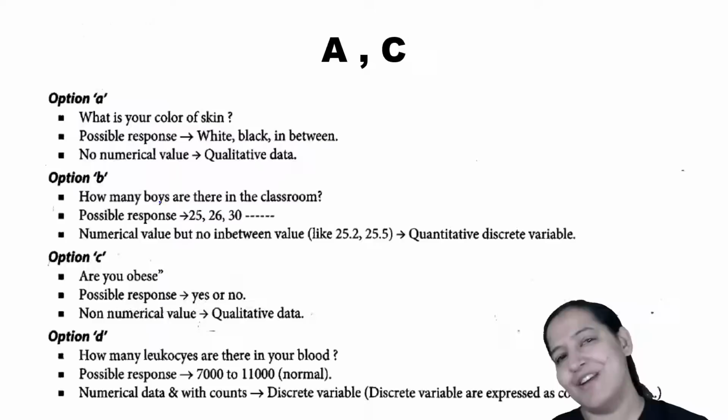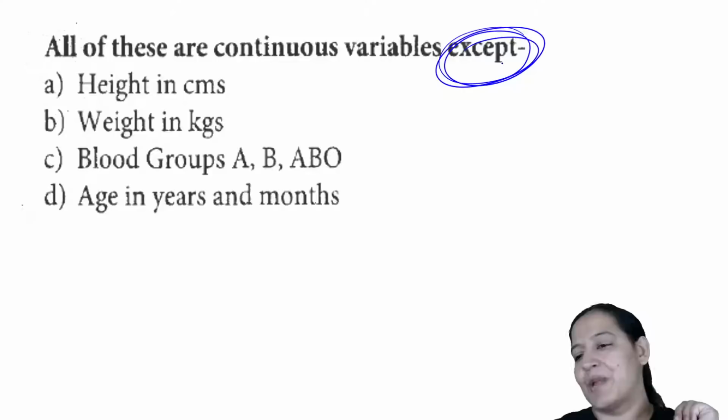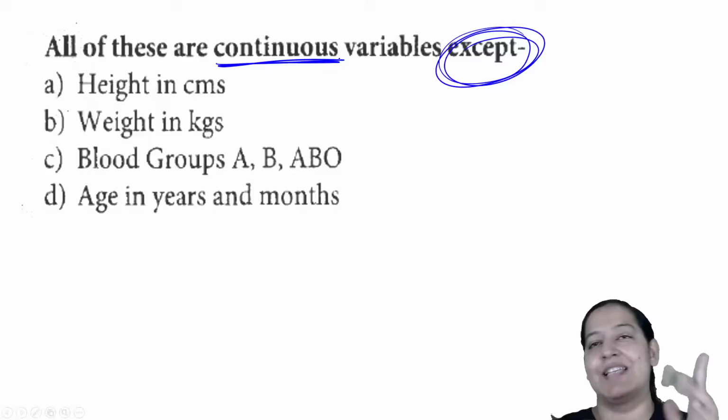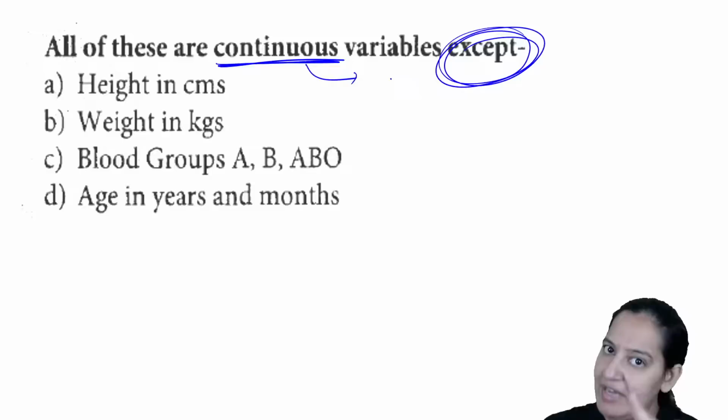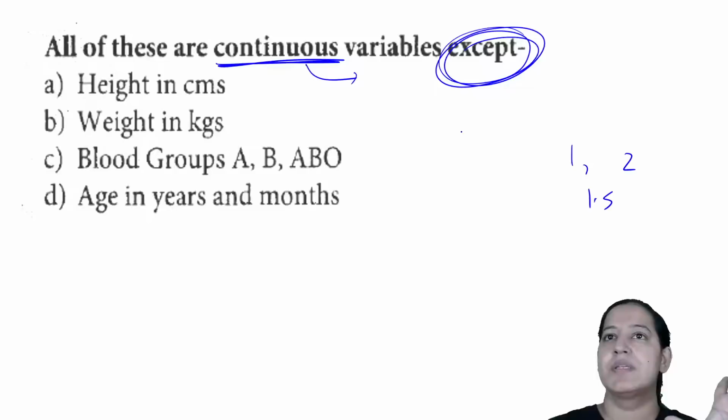This is the next question. Again, it contains except. Yes, Logesh, tell me the answer. What is the correct answer here? All of them are continuous variables except. The question contains except. So which of them is not continuous? Continuous means decimals are possible. In between values are possible. So between 1 and 2, 1.5 is possible. So that is continuous. So which of them is not continuous? Question contains except. Who will tell me the correct answer?